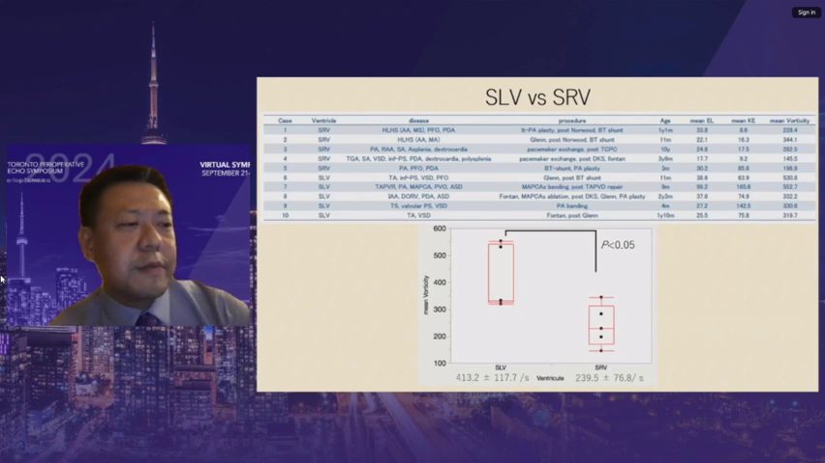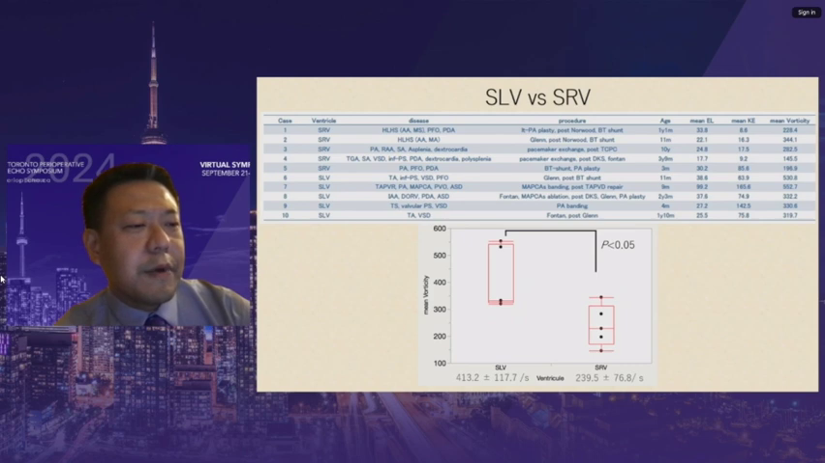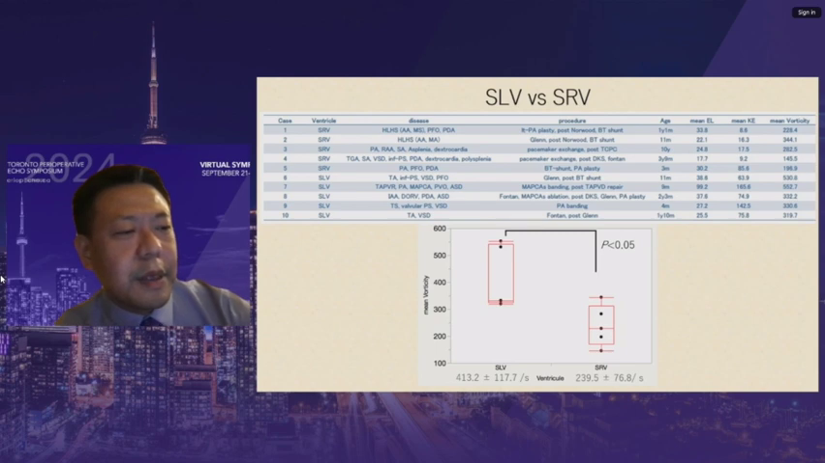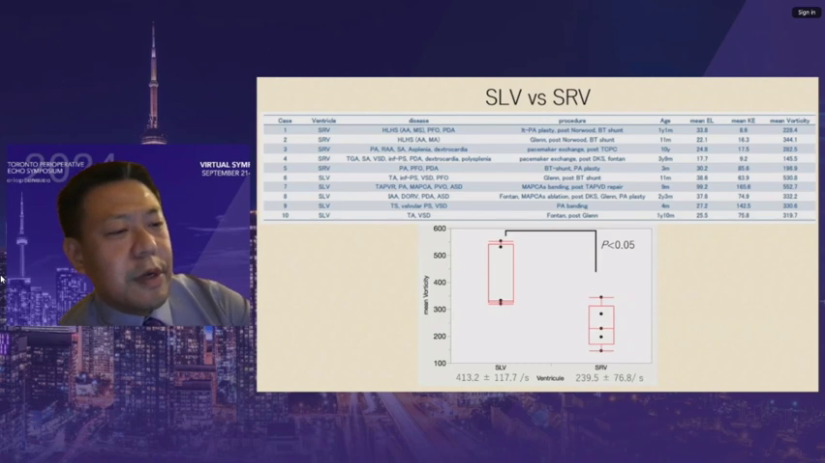When comparing the vorticity between five cases of single right ventricle and five cases of single left ventricle, it was found that the vorticity was significantly lower in single right ventricle. This is thought to be because the morphology of the right ventricle creates a gentle curve from the inflow tract to the outflow tract, which prevents the formation of an effective vortex. Next slide.